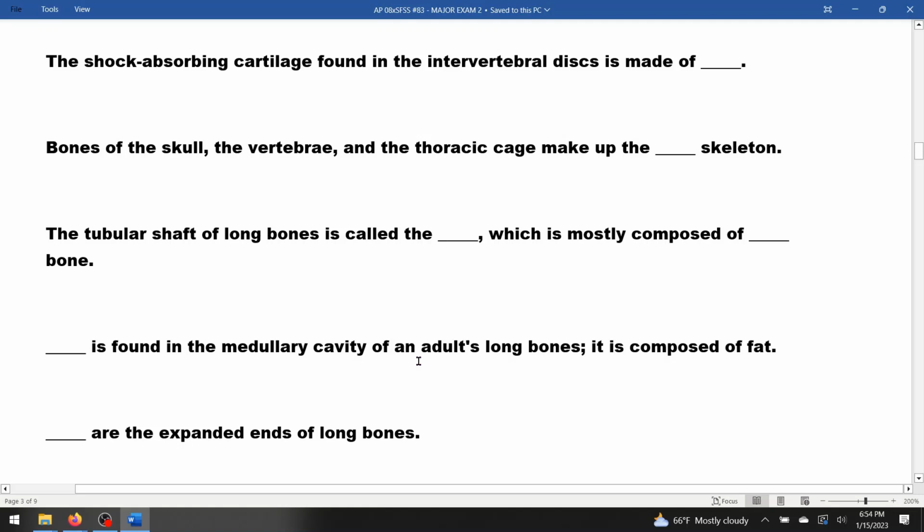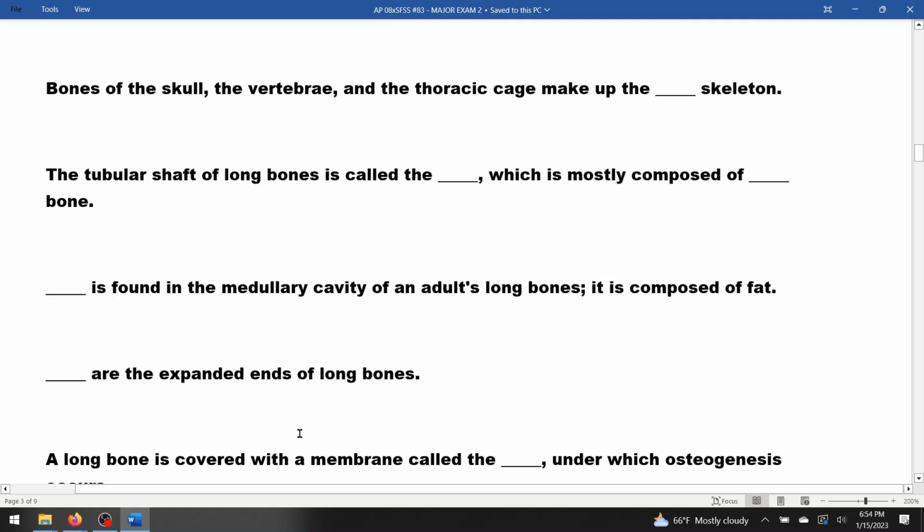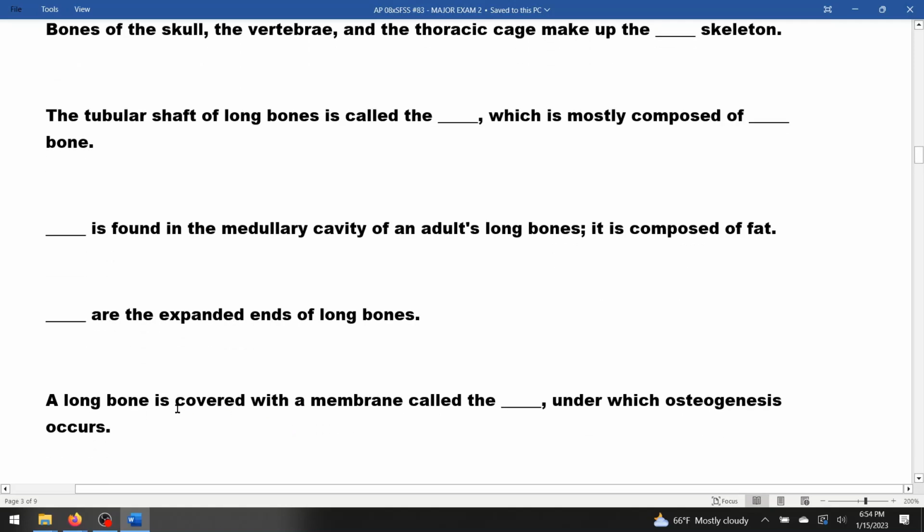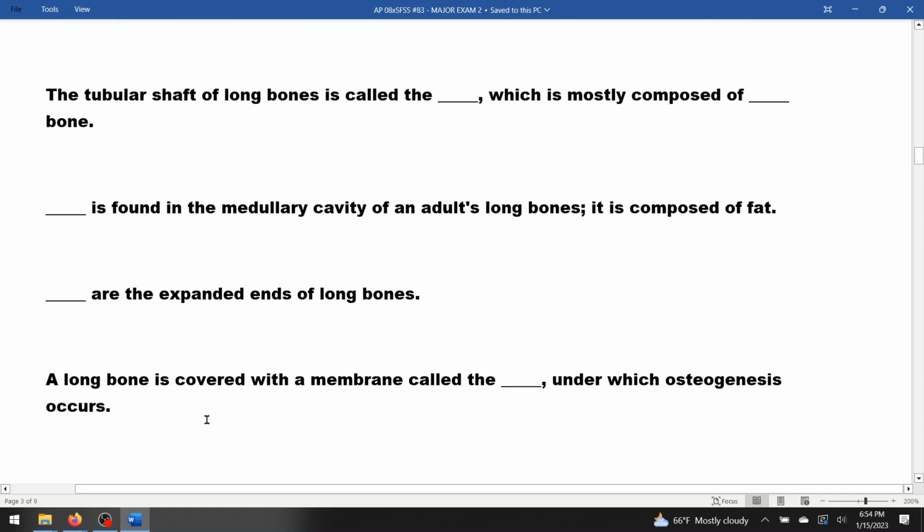Blank are the expanded ends of long bones. Well, up here, if the shaft is called the diaphysis, the expanded ends are called the epiphyses. The epiphyses. A long bone is covered with a membrane called a blank, under which osteogenesis occurs. This is the periosteum. The periosteum.